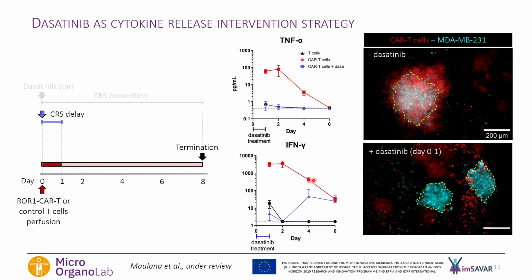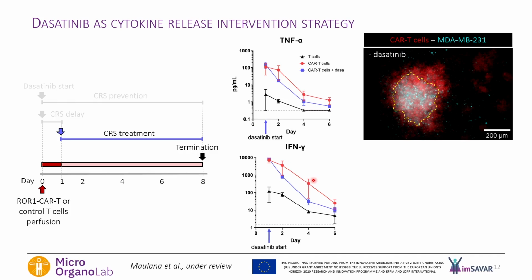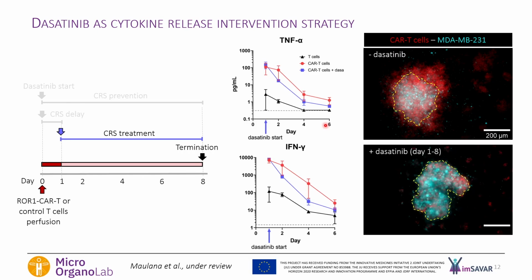But when we apply the dasatinib from day 1 to day 8, so basically starting from the peak of the cytokine release, we could see that we were actually able to bring down the cytokine level faster compared to the untreated condition. And what is interesting here is that we were also able to let the CAR T cells infiltrate the tumor aggregate within the first 24 hours, before the dasatinib was administered, and then prevent them from overgrowing.